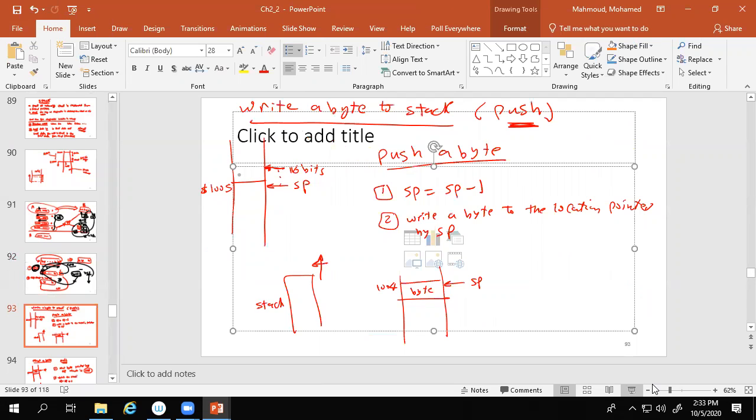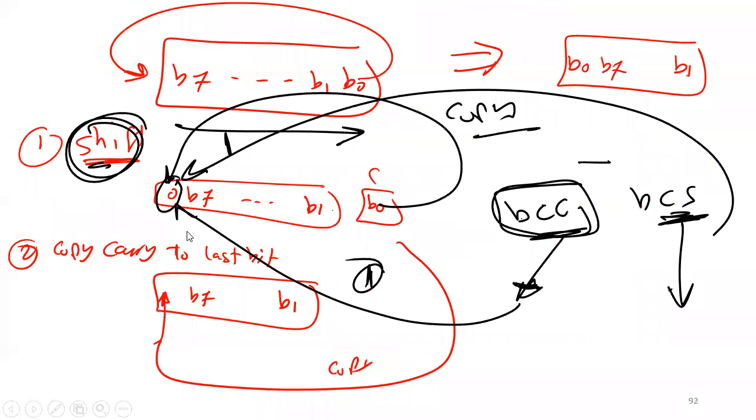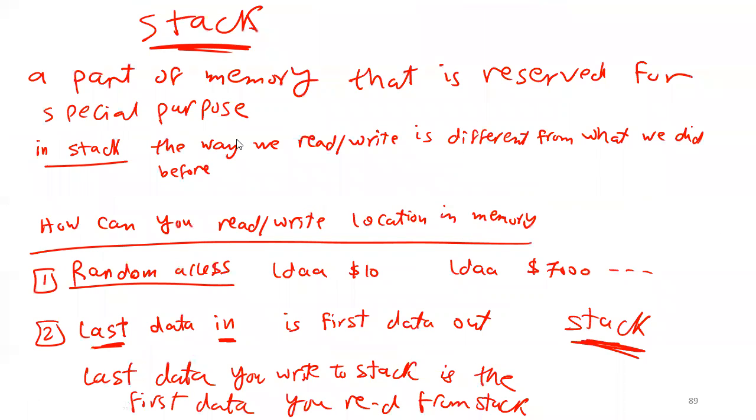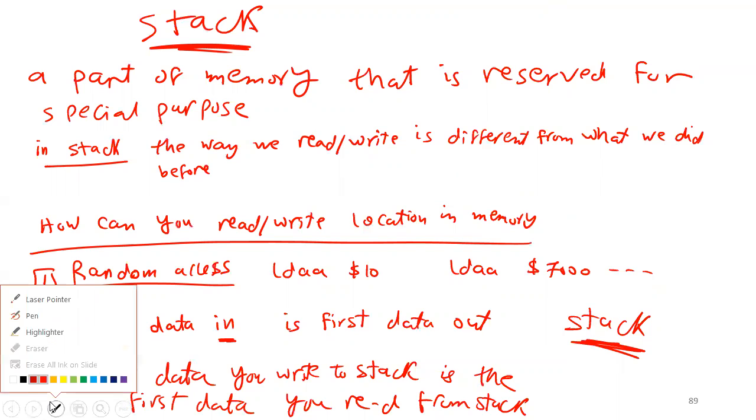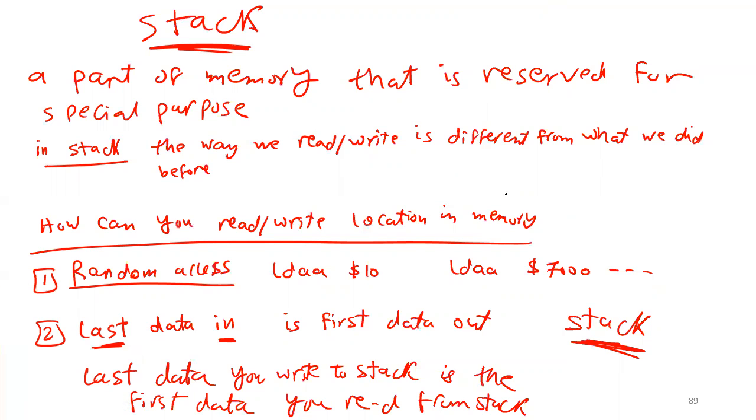What is a stack? Look at the definition here. Stack: a part of the memory that is reserved for a special purpose. So far, until now, I told you our memory, this is the new stuff I'm going to teach. So far, that's what we are doing.